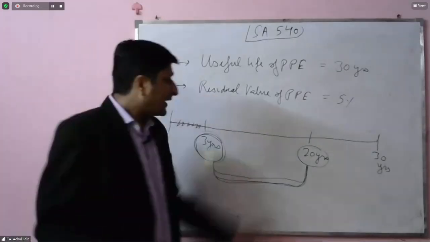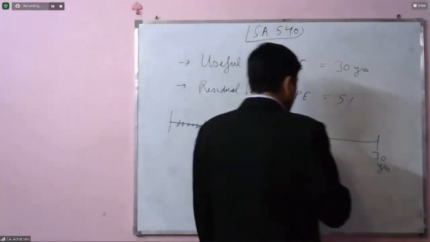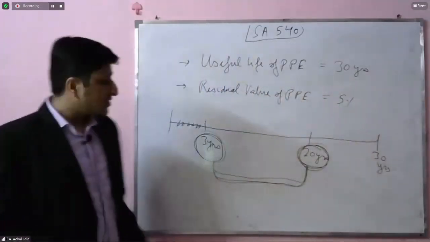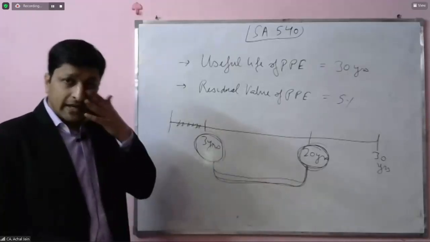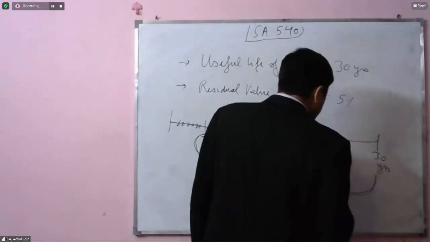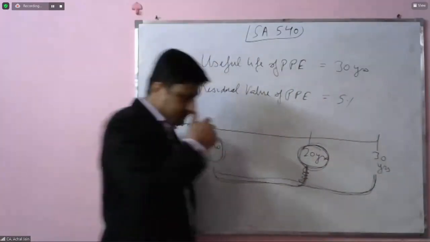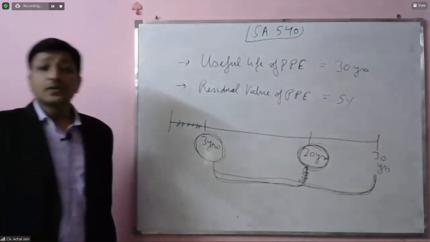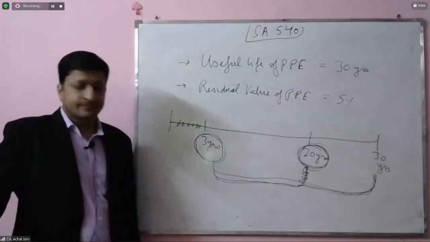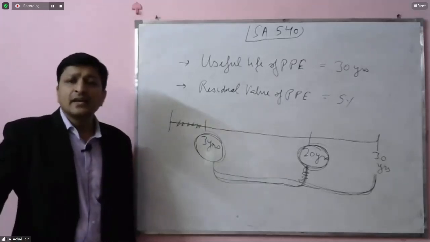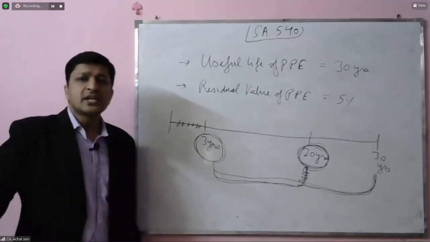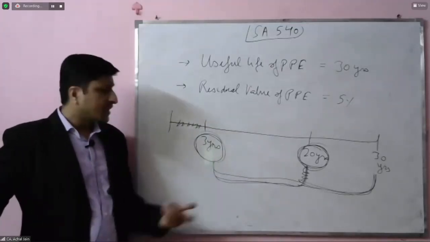Or maybe earlier it was 20 years. Initially, when the building was purchased, it was kept as 20 years, and now the company wants to increase it to 30 years. Why? Because the company wants to increase its profits, and that can again be done by simply cutting down on the depreciation expense, which is again absolutely okay.